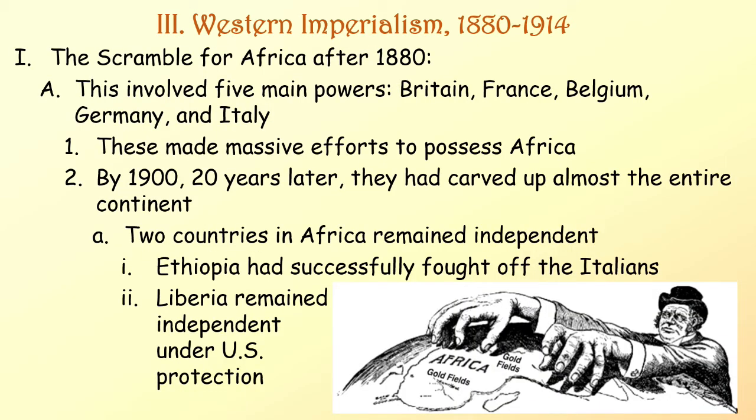The scramble for Africa after 1880. The scramble for Africa involved 5 main powers: Britain, France, Belgium, Germany, and Italy. And these countries made massive efforts to possess as much of Africa as they possibly could. By 1900, 20 years later, they had carved up almost the entire continent. Only 2 countries in Africa remained independent. Ethiopia had successfully fought off the Italians, and Liberia remained independent under U.S. protection.